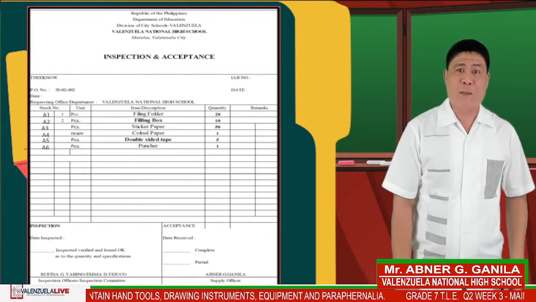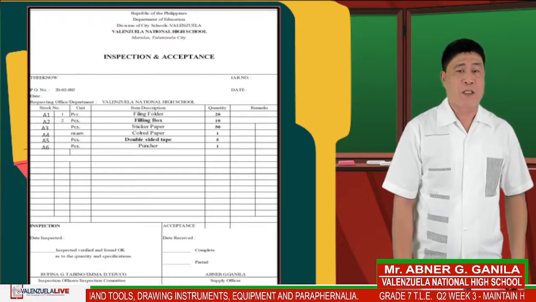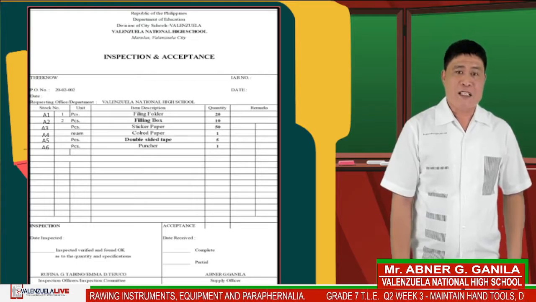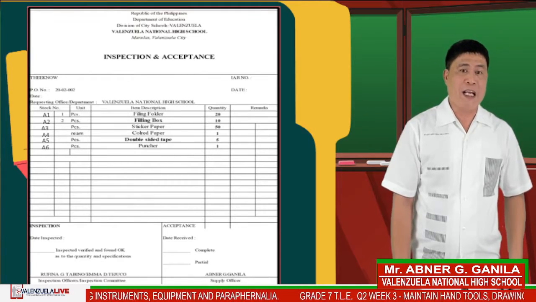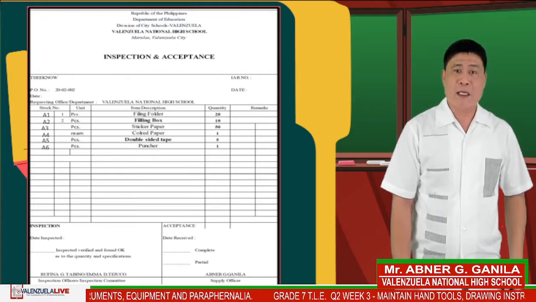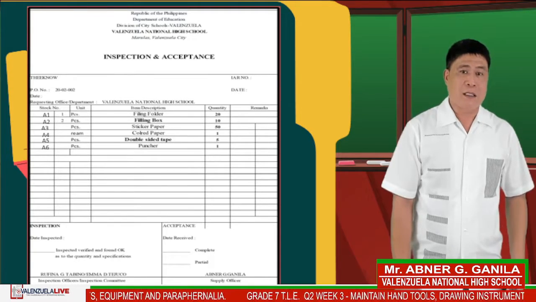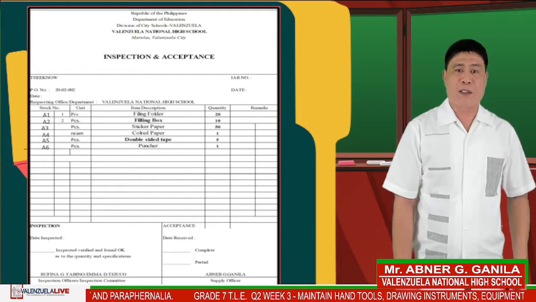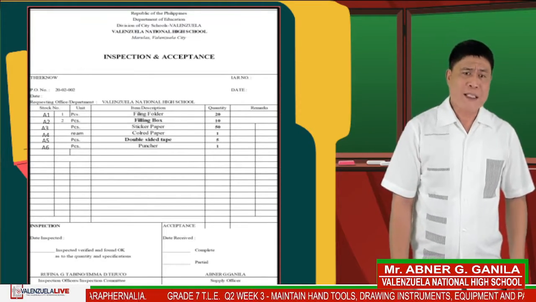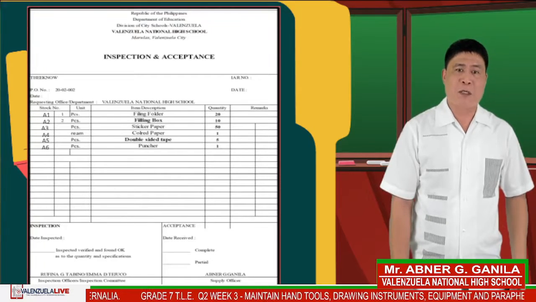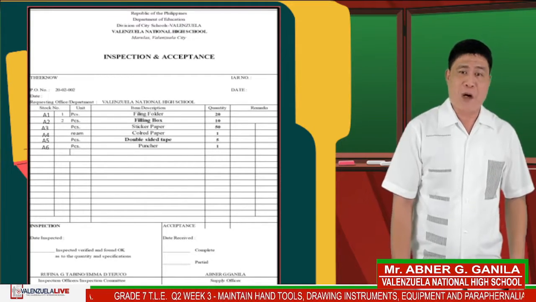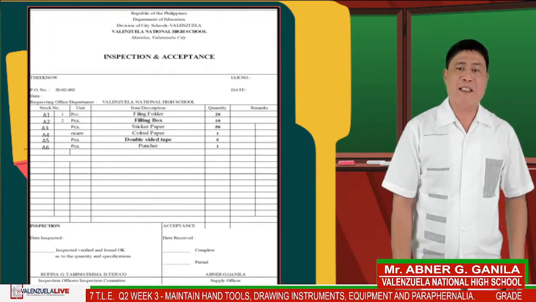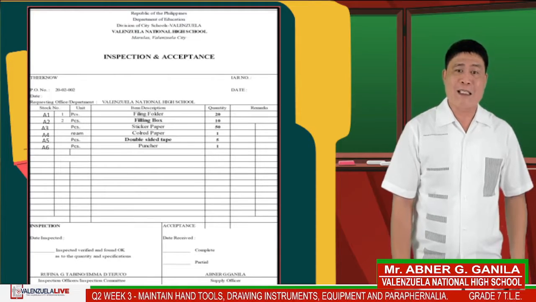This is an example of an inspection and acceptance form. It includes the name of the supplier, the date, stock number, for example, A1, a combination of letter and number, the unit, item description, the quantity, and the remarks. Write the name of the inspection officer committee and of course the name of the supply officer. Remember that you should enter the correct information needed in the form.